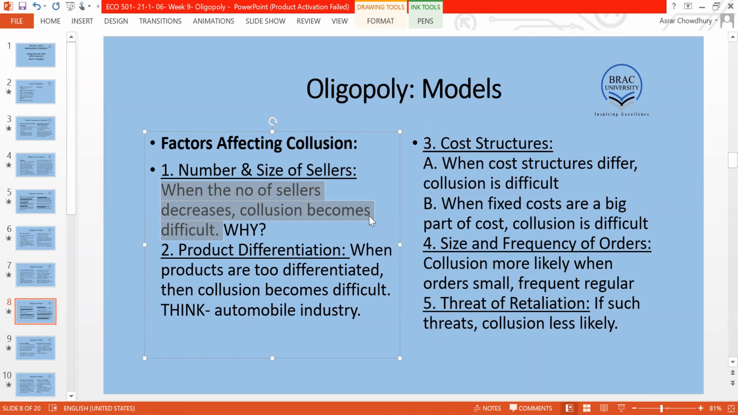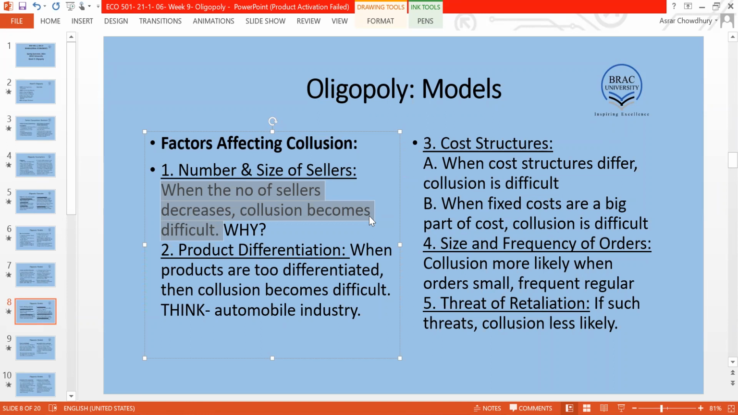Why? When the number of sellers decreases, collusion becomes difficult. Why? It becomes monopolistic. So, for example, there are 5 sellers, and 5 years later you come back to this industry and see 3 sellers. The answer is on this page, in this slide. Can you spot it?